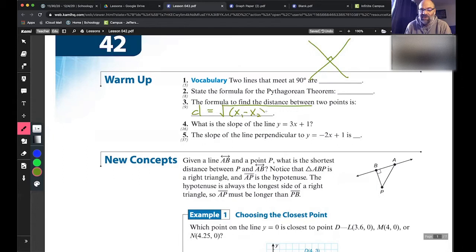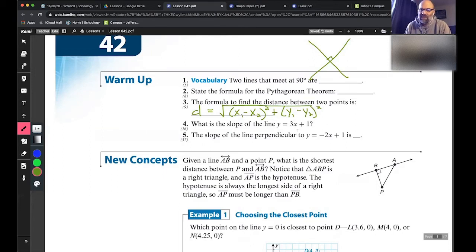calculating the distance between the x's, squaring it, calculating the distance between the y's and squaring it. And then this is just the Pythagorean theorem, just without having to graph it, okay? So we'll talk about that in a second here.